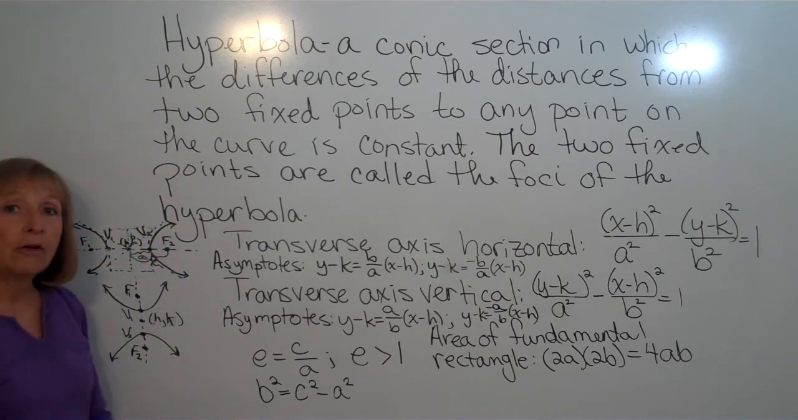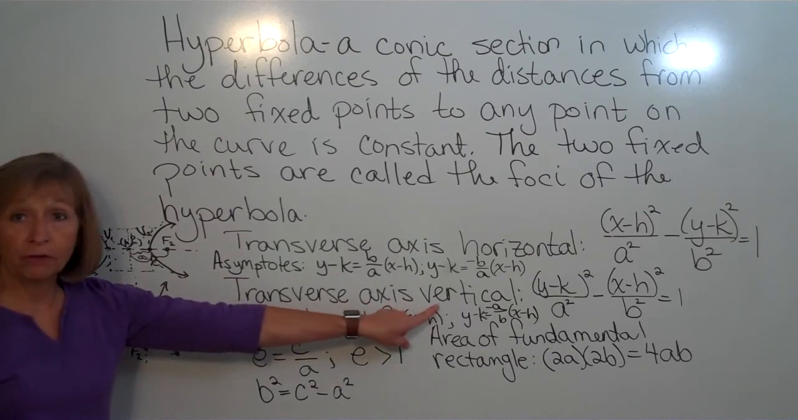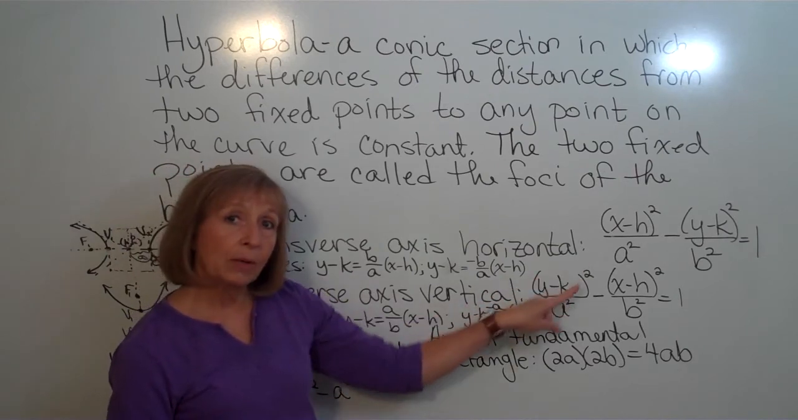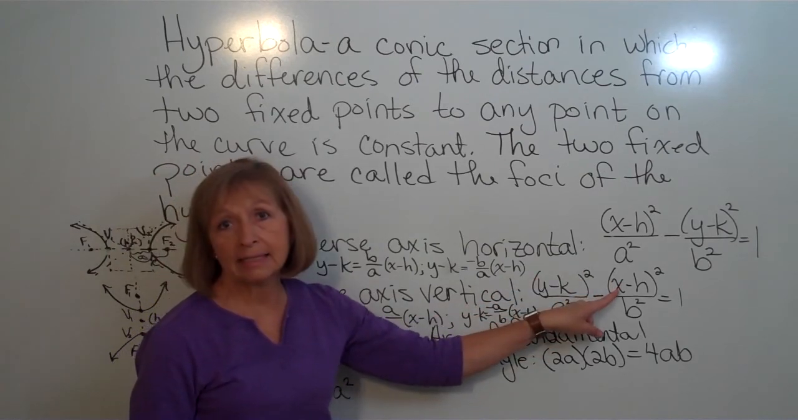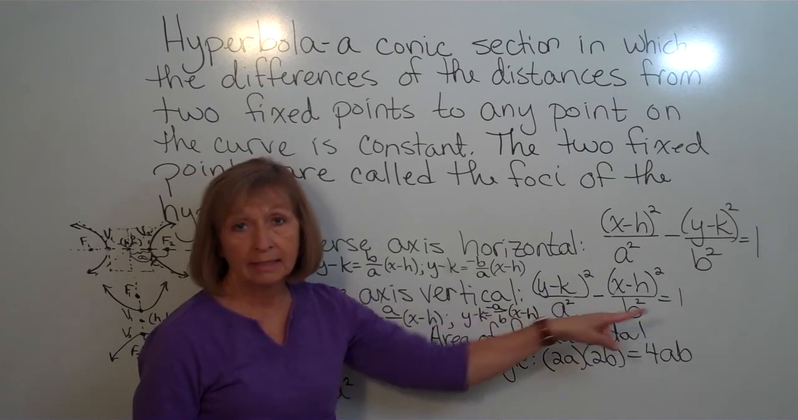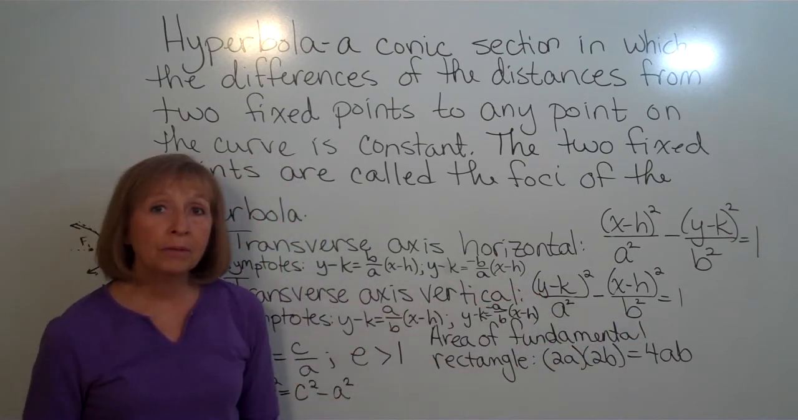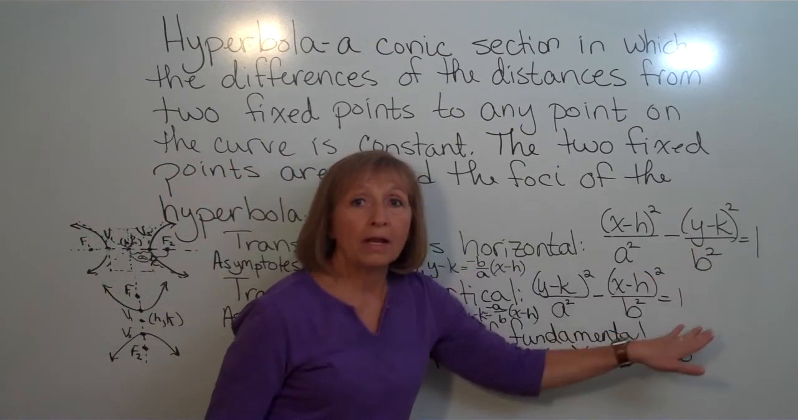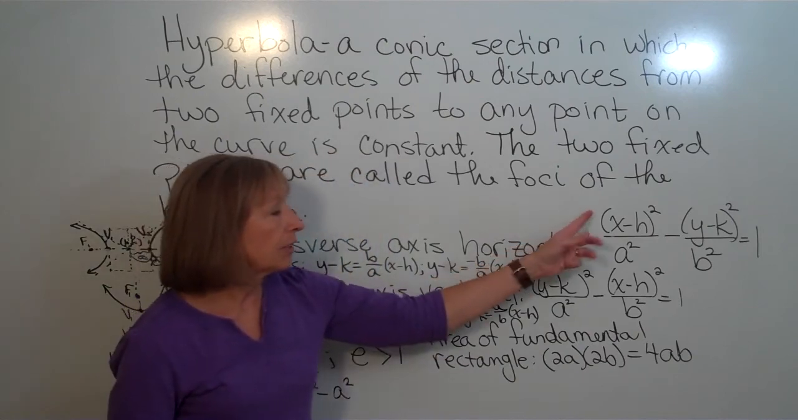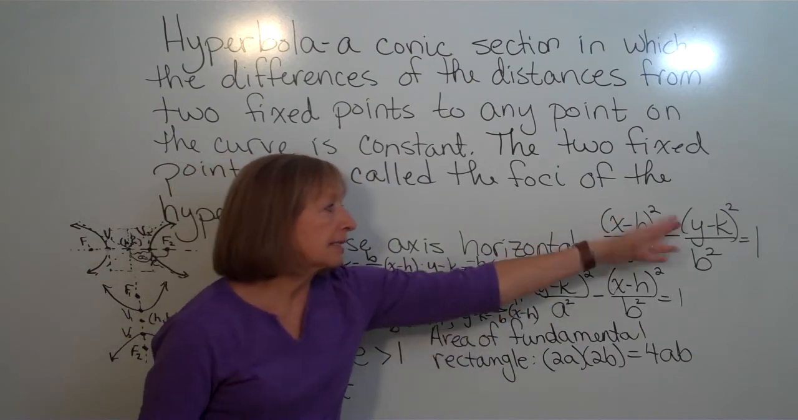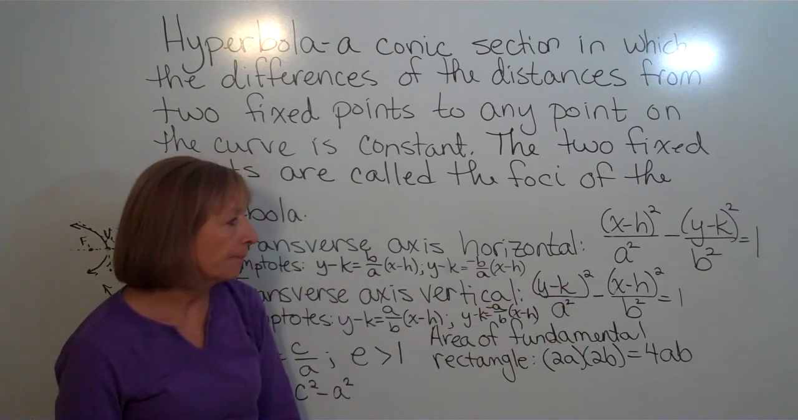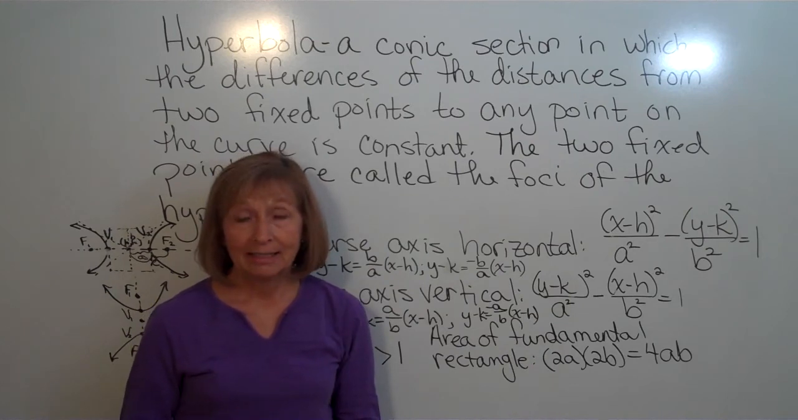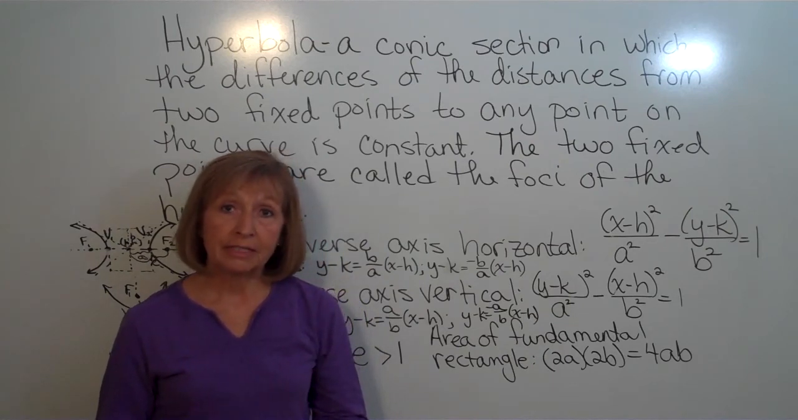Now just kind of to quickly go over the specifics if our transverse axis is vertical. So if our transverse axis is vertical, it's (y minus k) squared over a squared minus (x minus h) squared over b squared is equal to 1. And with the hyperbola, it's important to notice that once you've got 1 on the right hand side and you have coefficients of 1 in front of your x minus h and in front of your y minus k, then the a squared is always the number that's under the positive fraction, and your b squared is the other number, the other denominator.